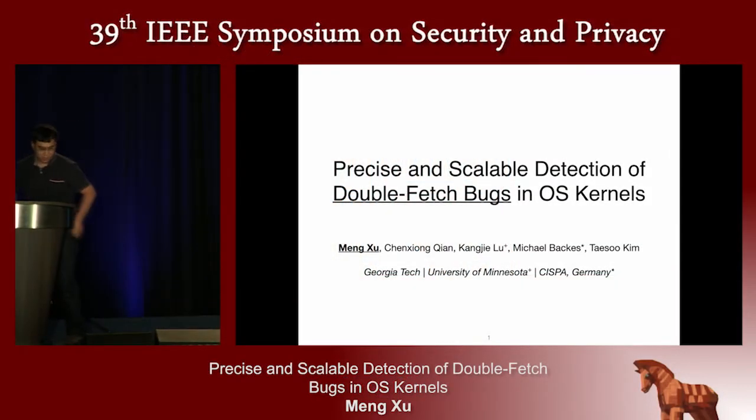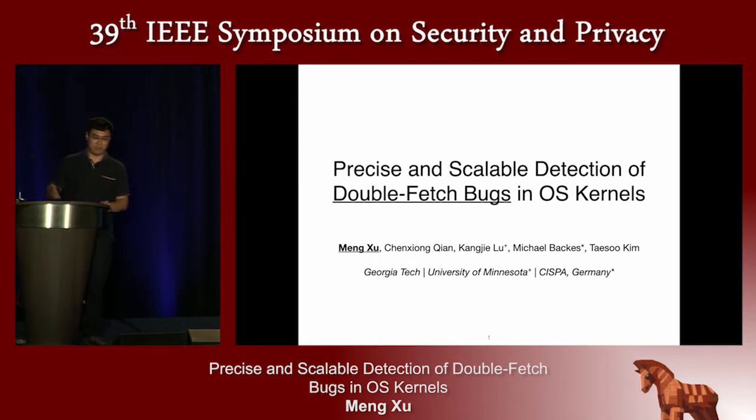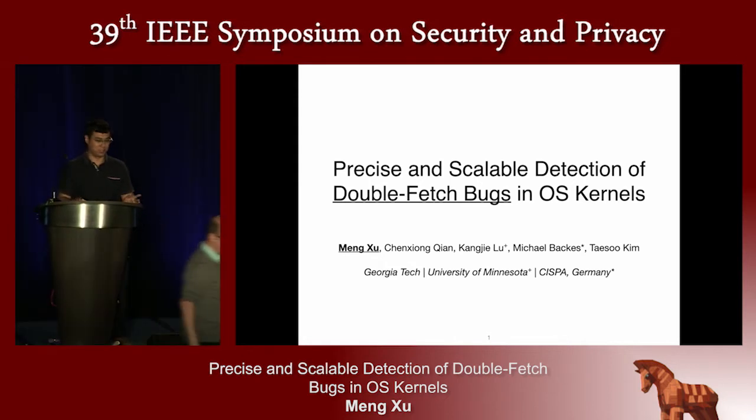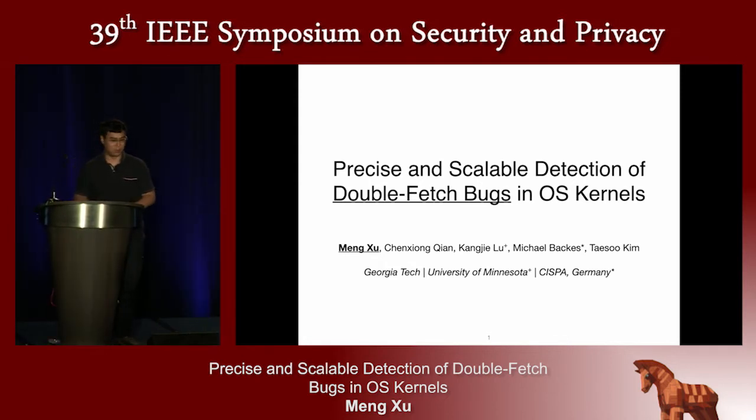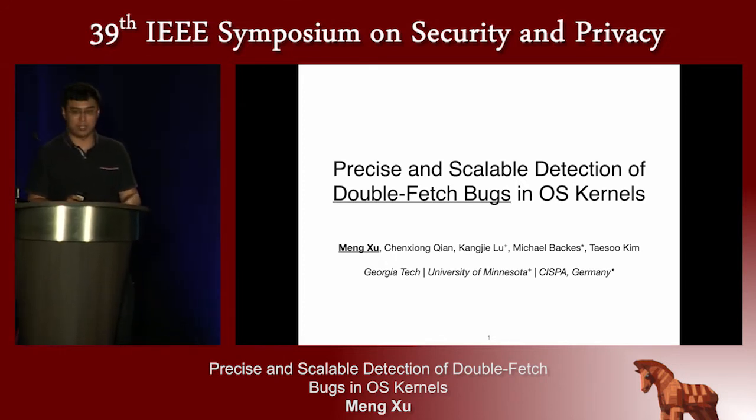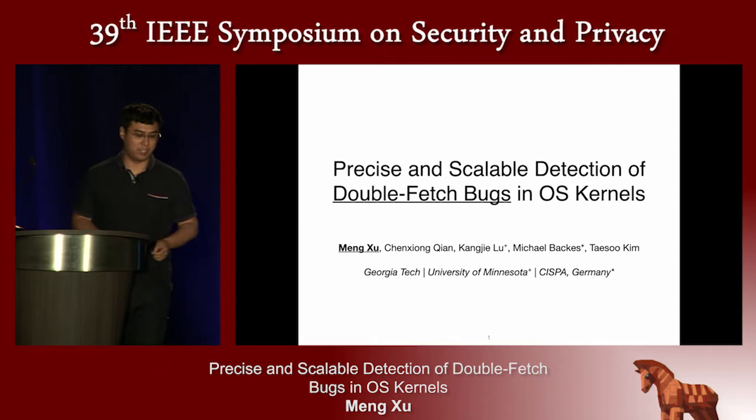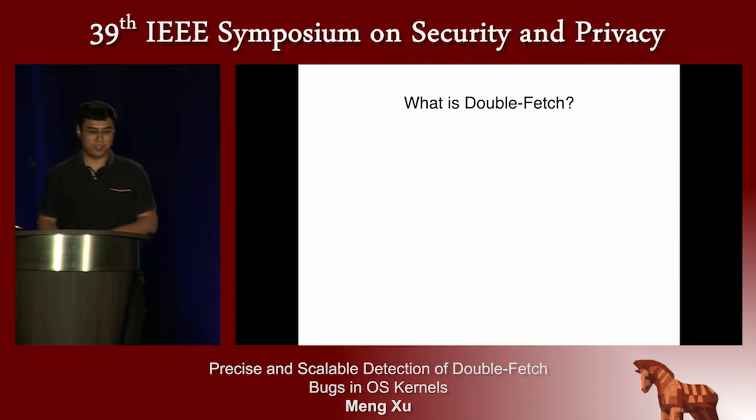Yeah, so today I'll be presenting double fetch bugs, and how we try to find them precisely and in a scalable way. This is joint work with my lab mate Chen Xun and professors Kang Jie, Michael, and Tisu. First things first, why do kernels do double fetch, and why do we care about this?